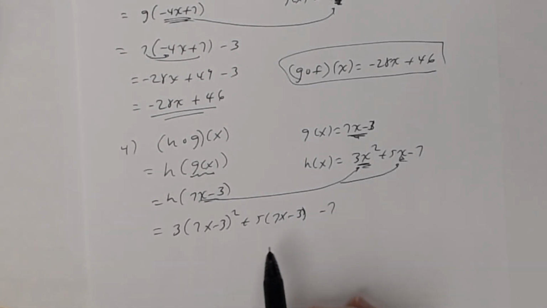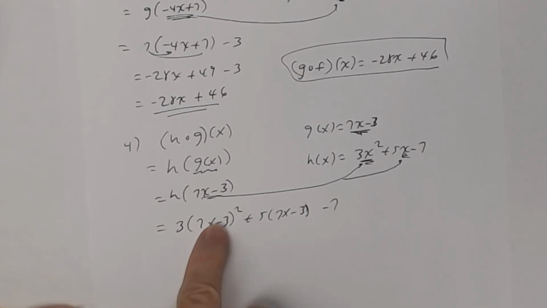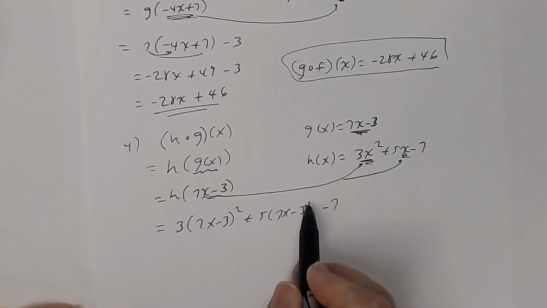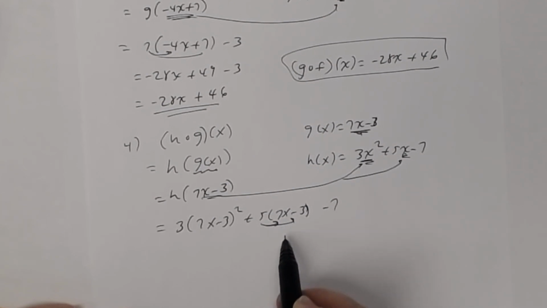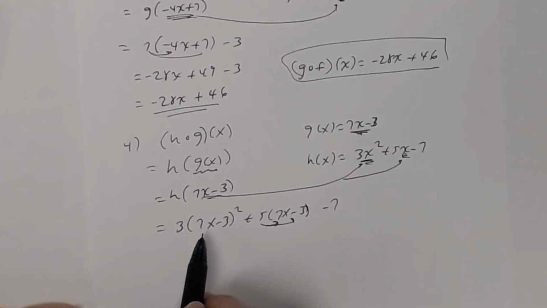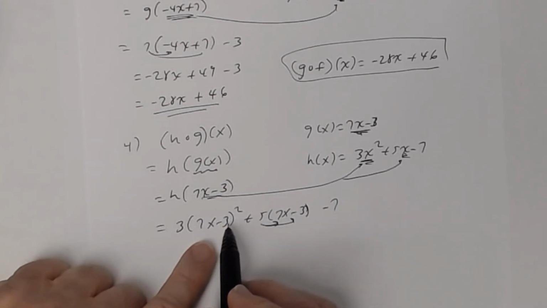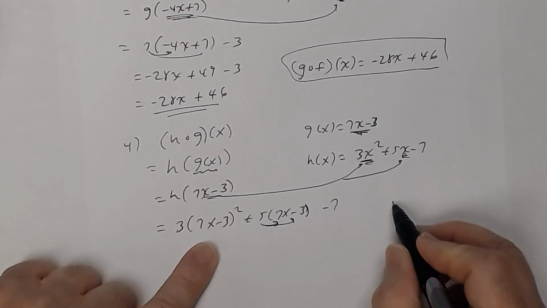Okay, so now I've got to get rid of the parentheses. Notice this parentheses here is being squared. This parentheses here is being raised to the first power. So here, since that's a 1, I can use the distributive property. But I can't use the distributive property here because the order of operations says I have to do exponents first. So let's figure out what 7x minus 3 squared is. I'm going to go ahead and do it over here.